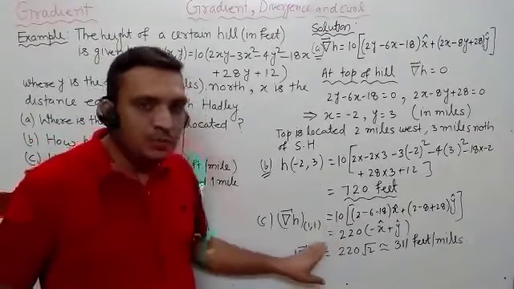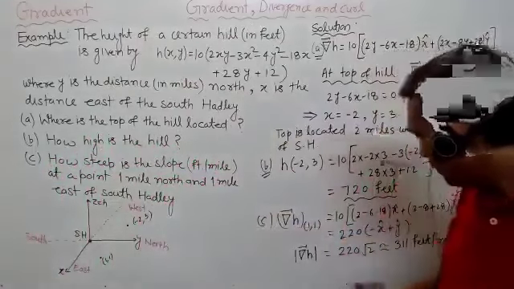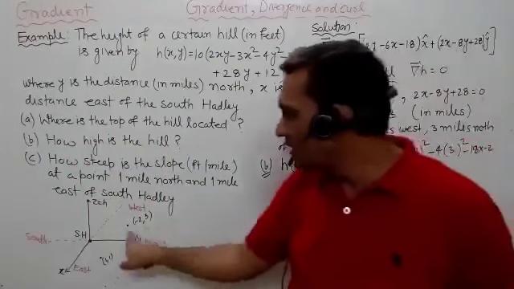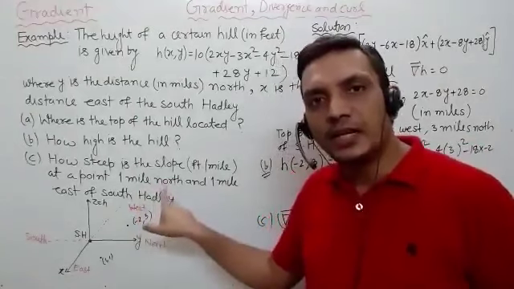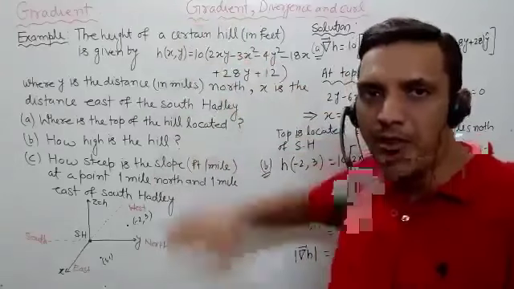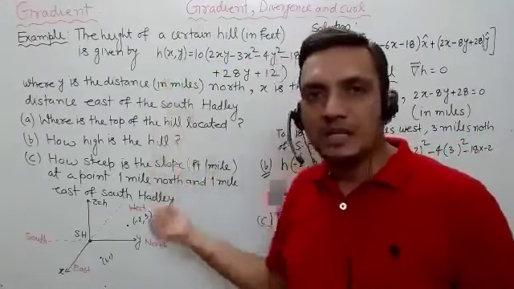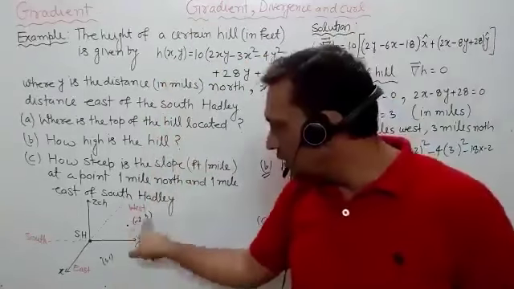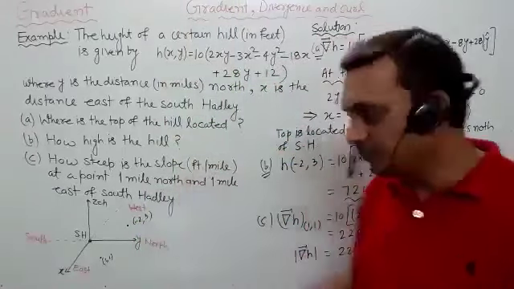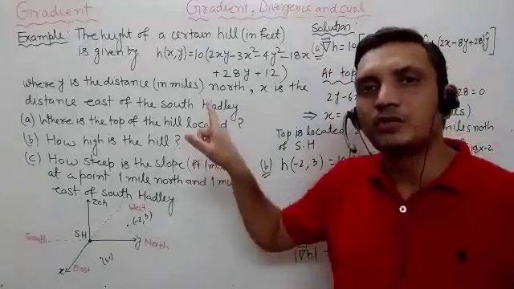Now you have to see at this point in which direction you should move so that the slope is steepest. So you have to move in the northwest direction, because the northwest direction is the direction of the gradient. If you move in the northwest direction, you will get the steepest slope, because the gradient represents the direction along which there is maximum change in the function. In this case, the function is height. There will be maximum change in the height if you move in the northwest direction. So at point (1, 1), the steepest slope will be in the direction of northwest.